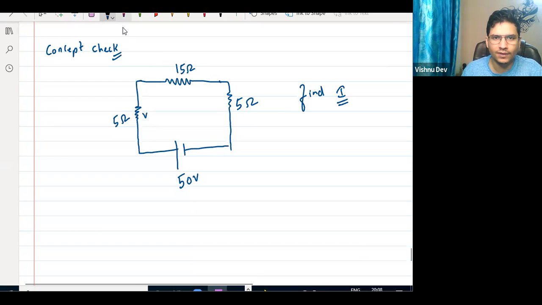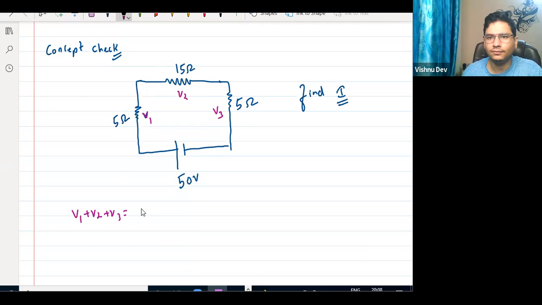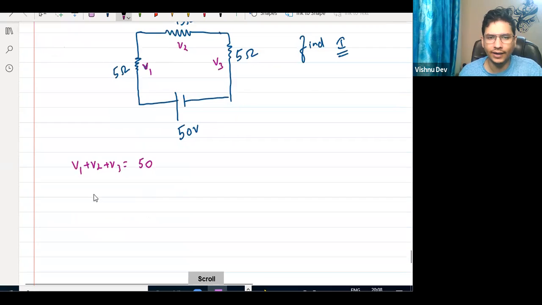Wait. Potential between this, suppose this is V1. Potential between this is V2. और यहाँ पे तीसरा भी है, V3. So can I say V1 plus V2 plus V3 is equal to what? Tell me, Tanushree. 50, sir. Correct.